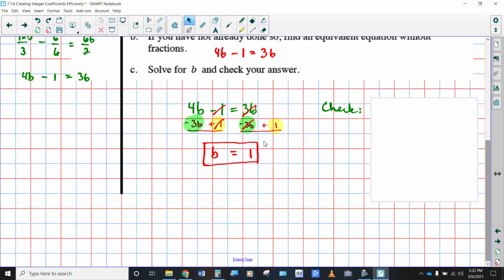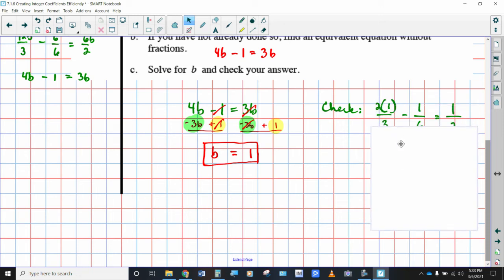This is a good strategy for you guys to start using. Now that you're comfortable with the idea of whatever you do to one side, do the same thing to the other, adding or removing balanced sets, you technically added a negative 3b plus 1 to each side, so that made them balanced sets. So let's check.